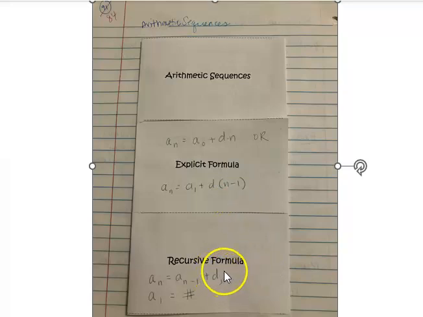For your recursive formula, this is the one that's based on previous terms in the sequence. So we have the next term in the sequence, which is represented by a sub n, is equal to the previous term in the sequence, which is represented by a sub n minus 1, plus whatever your common difference is that we use as d. This formula is not usable at all if you don't give me at least one term in the sequence. So it doesn't matter if it's a sub 1, it could be a sub 0, a sub 2, a sub 3. As long as you give it one term of the sequence, you can start creating this formula. Typically, they'll go ahead and give you either a sub 0 or a sub 1.